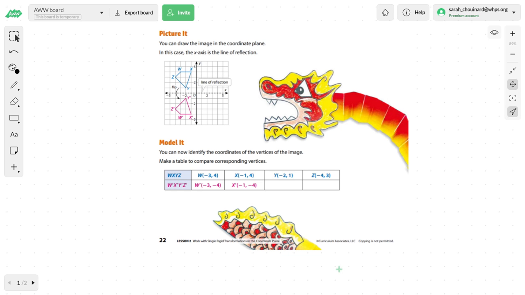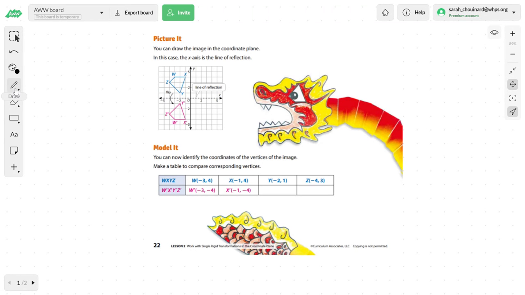All right, guys, so we are on page 22 of your Ready book for this lesson. And in this lesson, we're going to talk about reflections. So we just did translations. For this one, we are doing reflections, and I'm going to start at the bottom of the page.